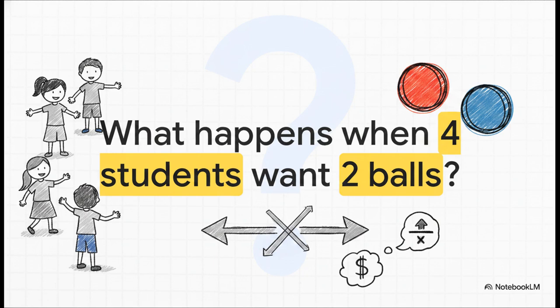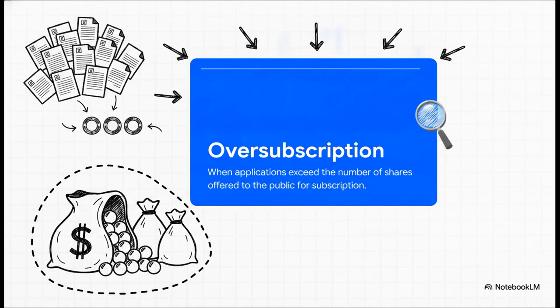Think about a simple real-world scenario. बच्चों, अगर मेरे पास सिर्फ 2 balls हैं और 4 बच्चे मांग रहे हैं, तो क्या होगा? If I only have 2 balls to give, but 4 of you are asking for them, demand clearly exceeds supply, right? I can't magically create 2 more balls out of thin air. And honestly, that brilliantly illustrates our accounting definition.